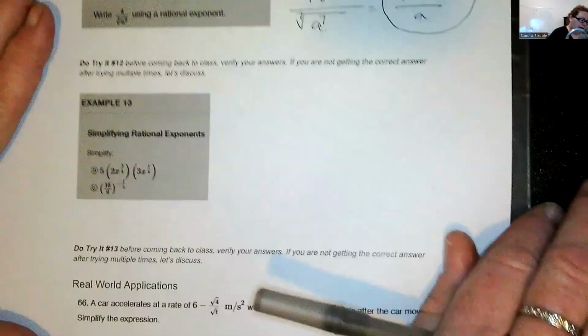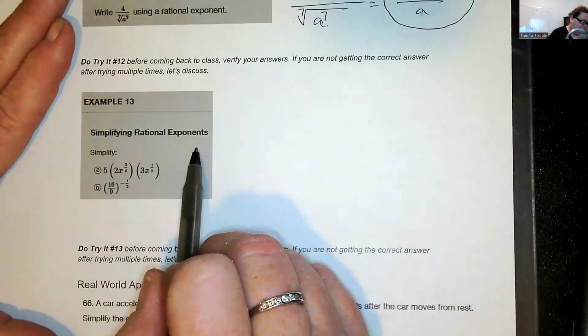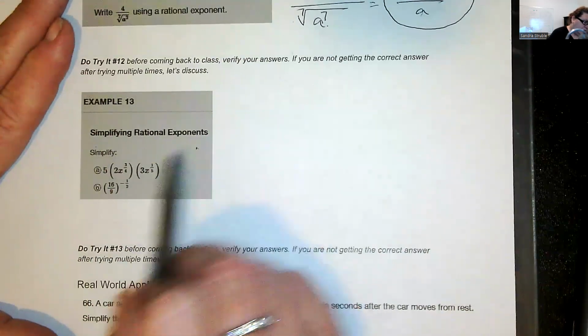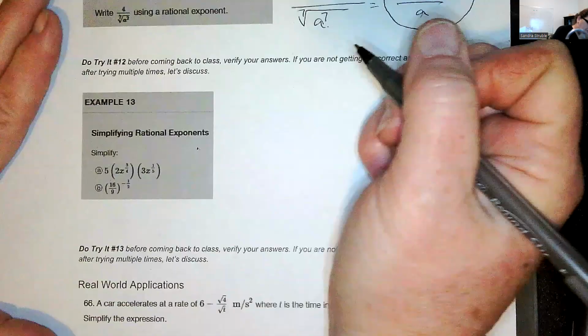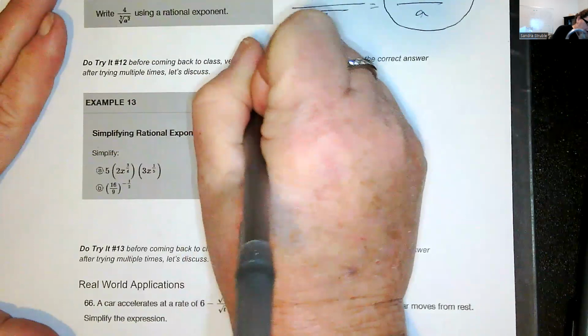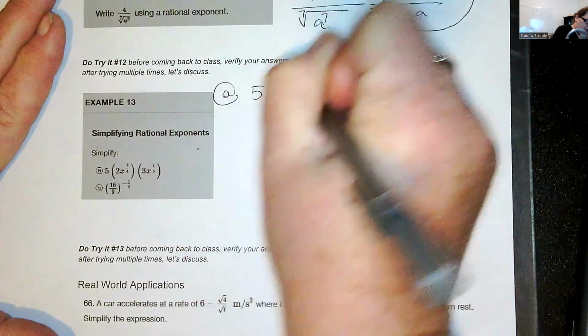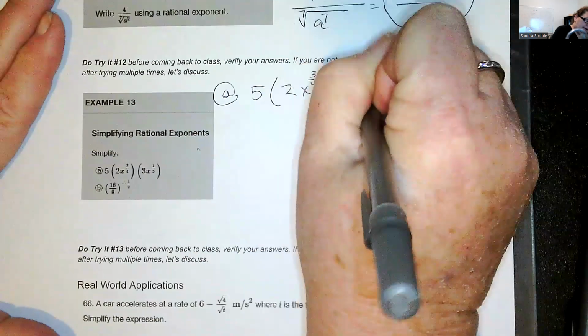All right. And this is the last portion of this. So we've got, looks like 2 more. Simplifying rational exponents. So 5 times, all right, let's do this. I don't remember doing this in class. 5 times 2x to the 3/4 times 3x to the 1/5.